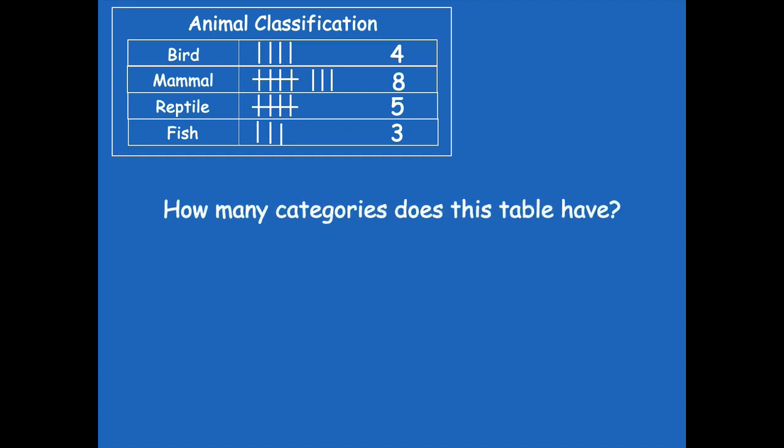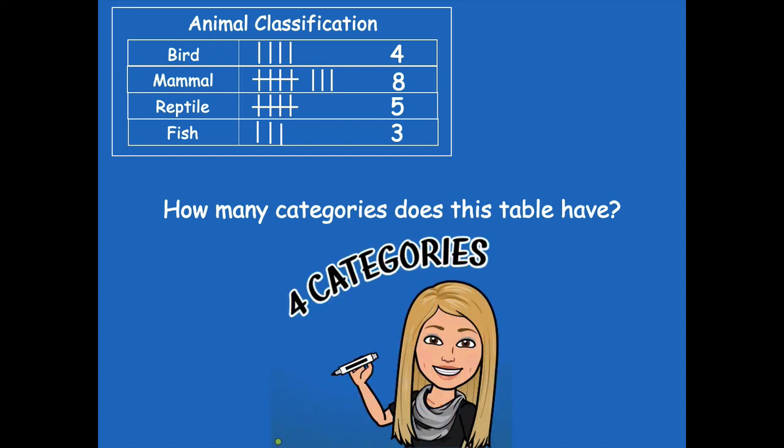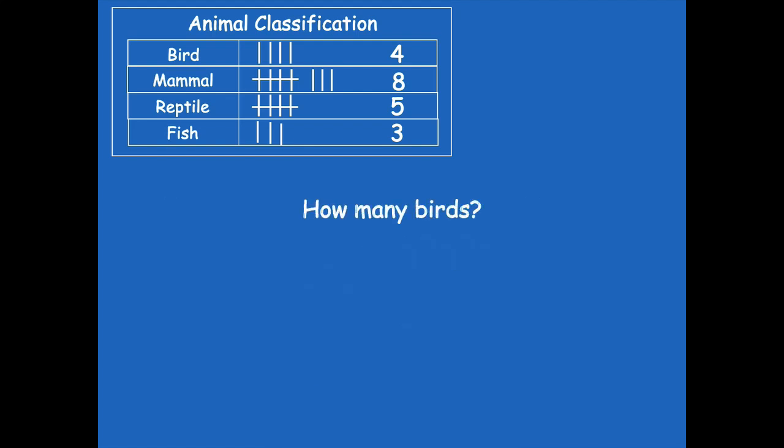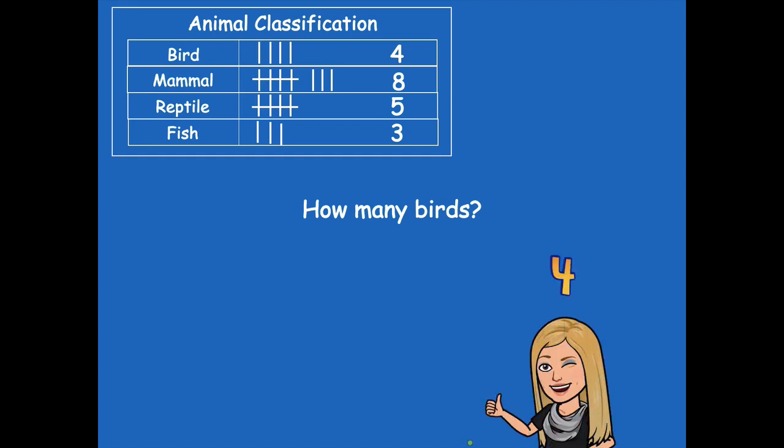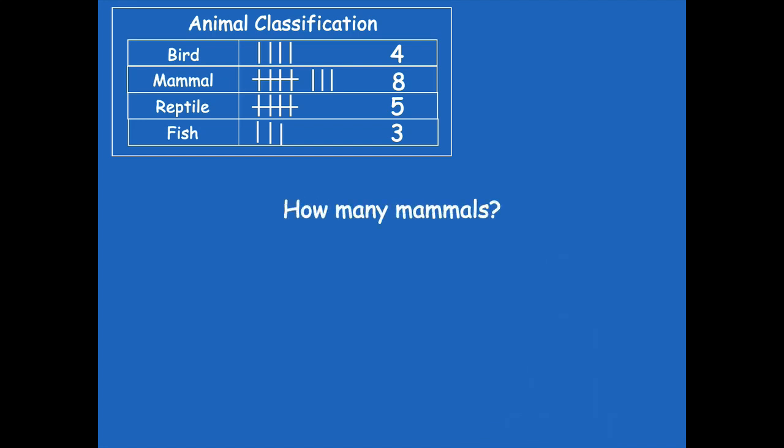All right, friends, so how many categories does this table have? So the categories are the different animal classifications. So bird, mammal, keep going. How many categories do we have? Yeah, we have 4. Bird, mammal, reptile, and fish. How many birds are there? 4. Perfect. So we just have to find bird and follow that across, and we see that we have a number 4. How many mammals?